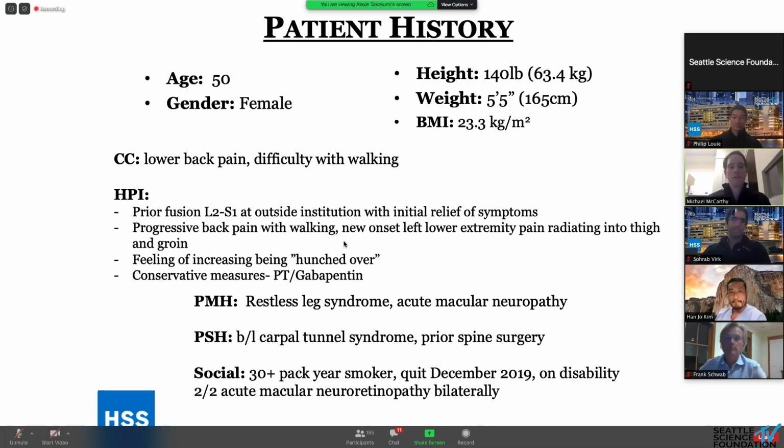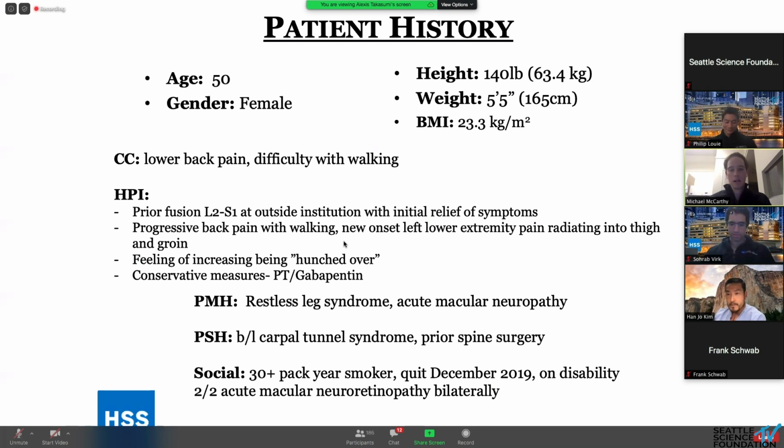So this is a 50-year-old female who has a BMI of 23. She presented initially to our clinic with complaints of lower back pain, also difficulty walking. She had a prior L2 to S1 at an outside institution in March of 2017. Her biggest issue now is that she's having progressive back pain with walking. She's also having some new onset left lower extremity pain that radiates to her thigh and somewhat into her groin. But her biggest complaint is also that she's feeling that she's hunched over.